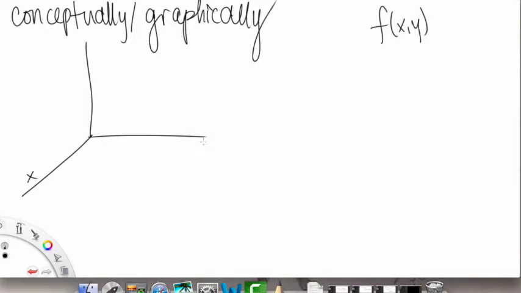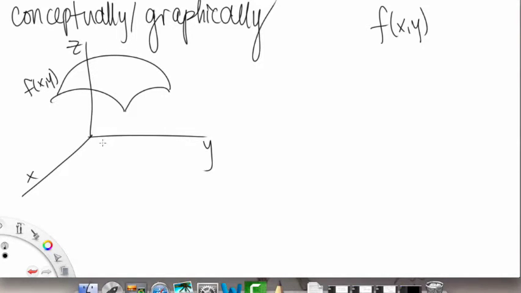Alright, now let's go over some more conceptually, slash graphically. So what's going on? Graphically, not formulaically as in the definition of the limit. So let's say we have some kind of f of x y. Okay, so we're starting with some f of x y function. Let's say it looks something like this. Okay, alright, so this is our f of x comma y. That's our surface up here.